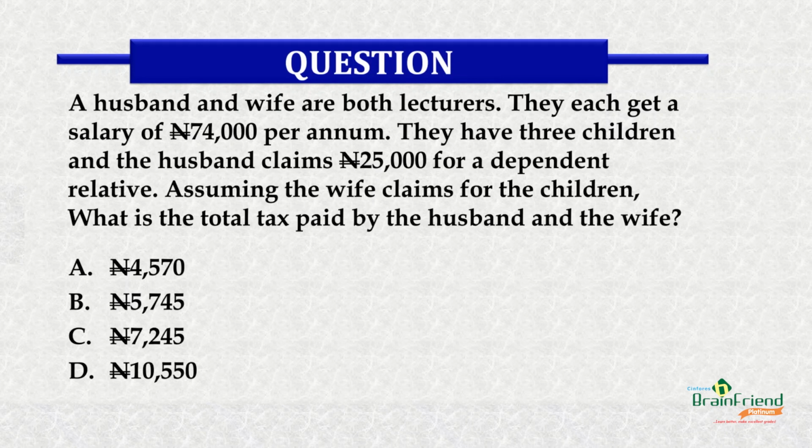Option A, 4,570 naira. Option B, 5,745 naira. Option C, 7,245 naira. Or option D, 10,550 naira. The correct answer is option C, 7,245 naira.